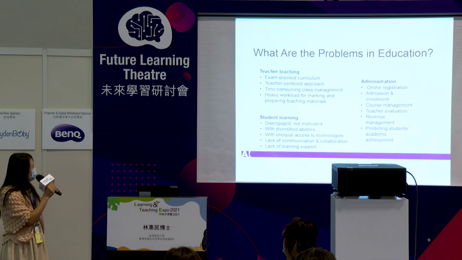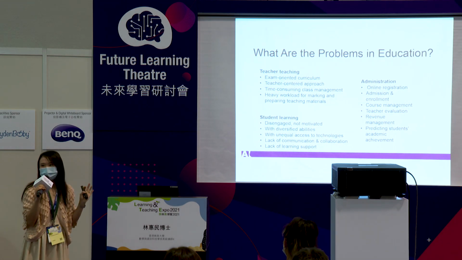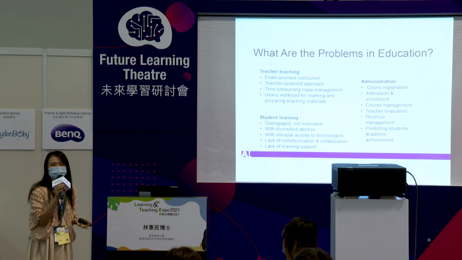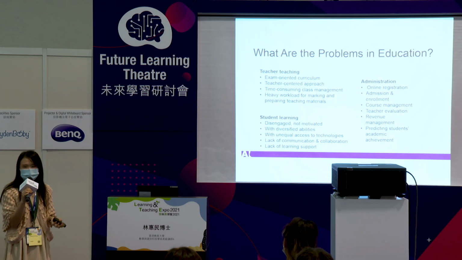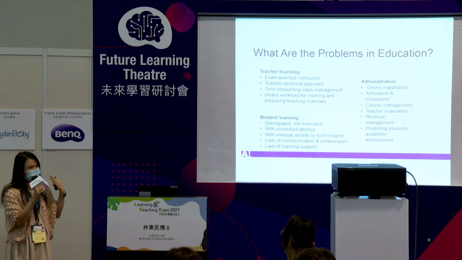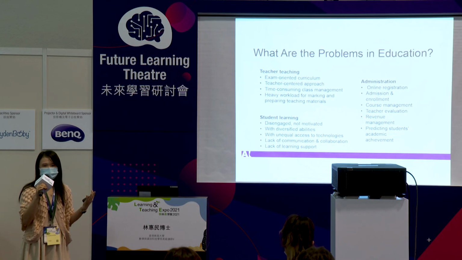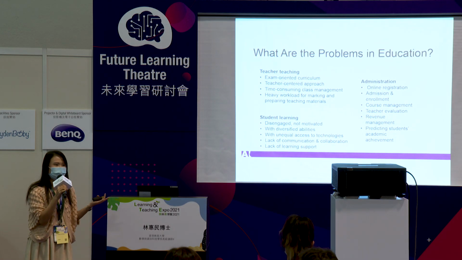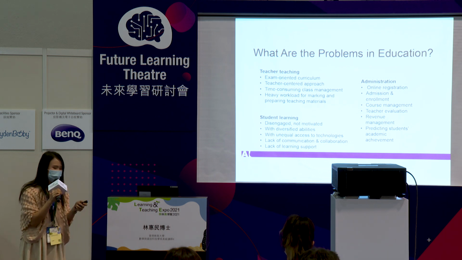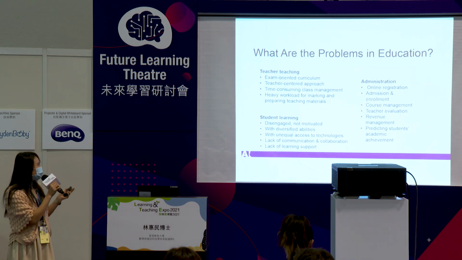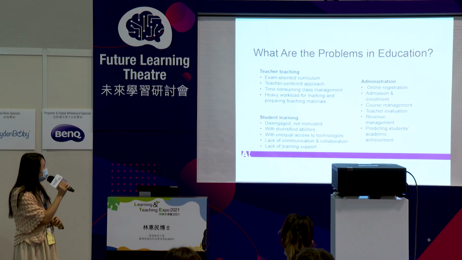And in terms of student learning, there is always diversity. Learner diversity is a problem that we need to cater for. So some students need more help. Some need more advanced references. How can we know the system can help? So I will show you an example after this slide.